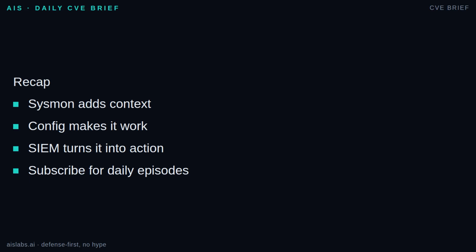Second, the configuration makes or breaks the program. Start from a community baseline, then tune for your environment. Third, Sysmon becomes powerful when the SIEM connects its events to identity, network, cloud, and asset data. If you are building detection coverage, learn Event 1, Event 3, Event 11, and Event 22 first.